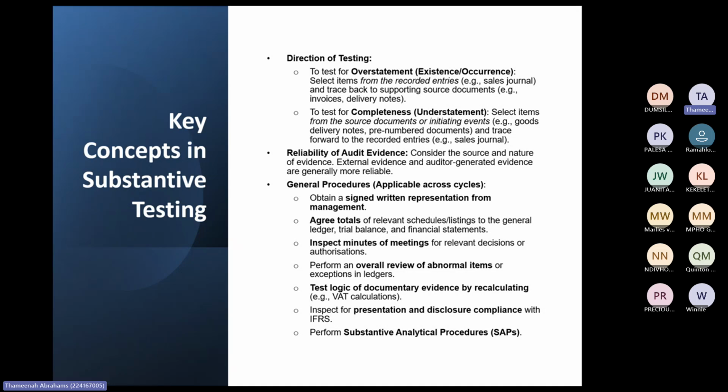For debtors, you'll say inspect the debtors age analysis, then cost and cross cost the debtors age analysis, making sure everything does total up to that total balance. Then you'll agree that total balance to the general ledger, trial balance, and financial statements.